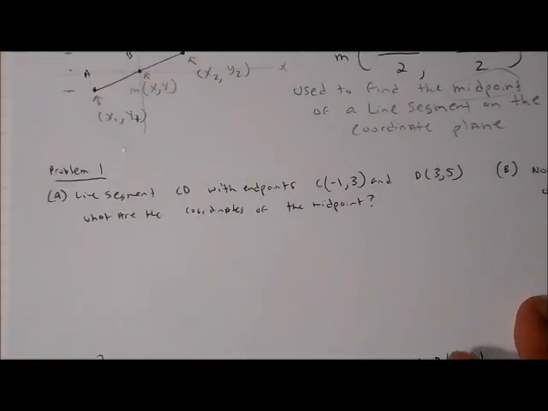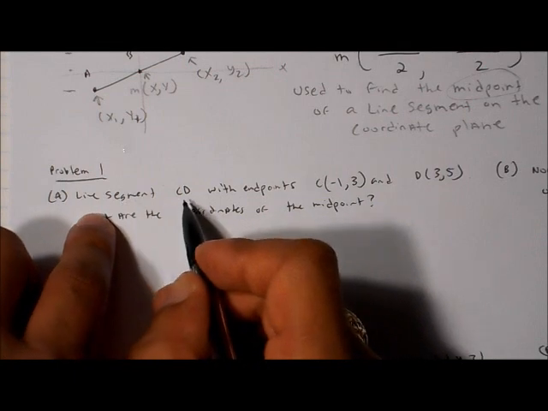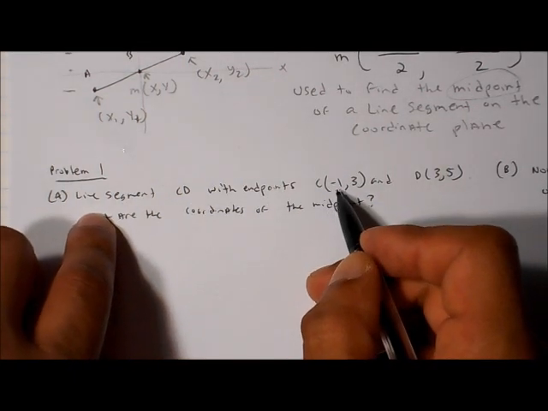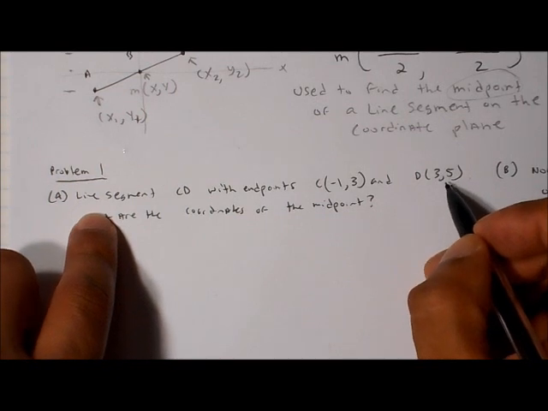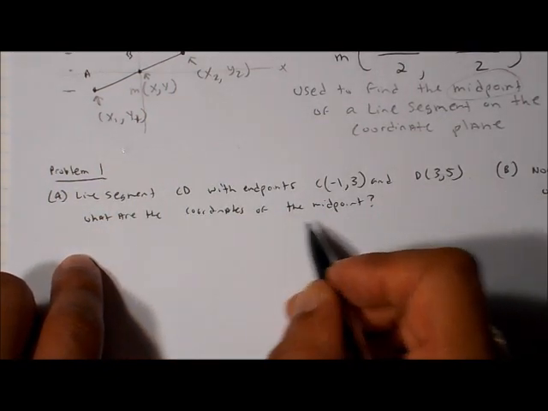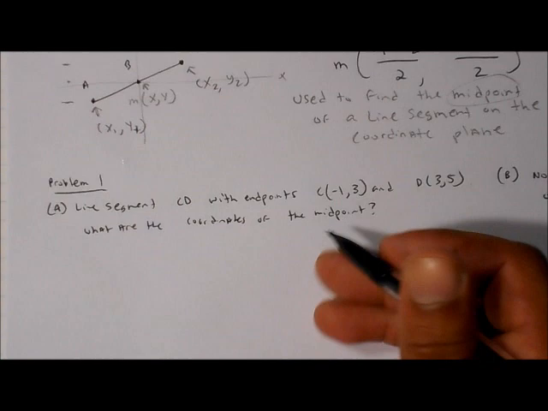Our first problem. Problem 1, line segment CD with endpoints C at -1, 3 and D at 3, 5. What are the coordinates of the midpoint? Now, which formula are we going to use?